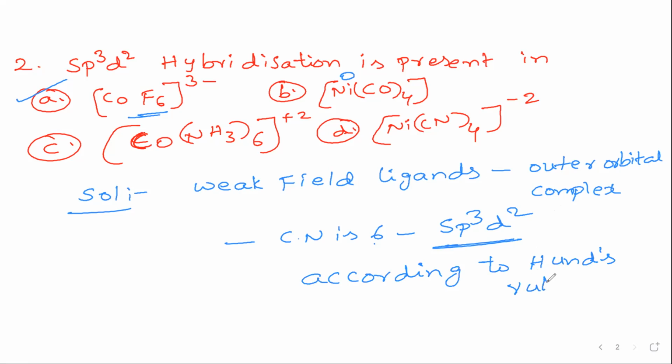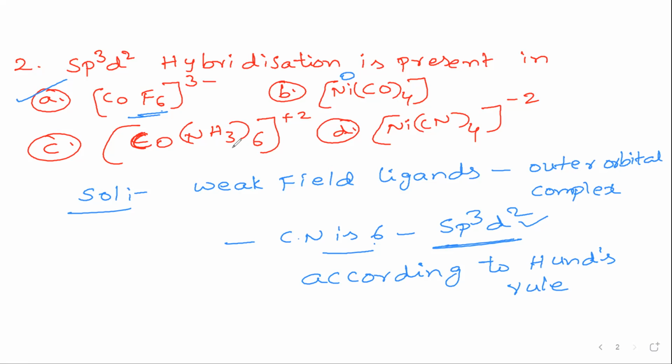So according to Hund's rule only they are forming, that is s orbital, p orbital and d orbitals. So an outer orbital complex means according to Hund's rule. An inner orbital complex means against Hund's rule. So whenever they go against Hund's rule, d2sp3 will form. And coordination number is 6, how can we say? Because the coordination number is 6 and here the coordination number is 4.